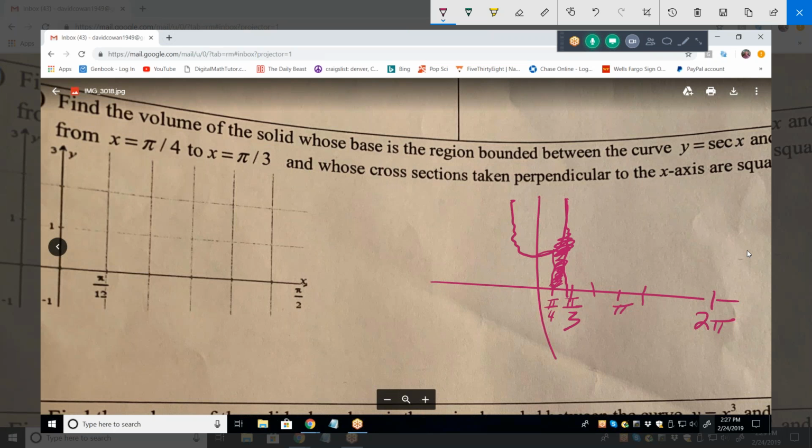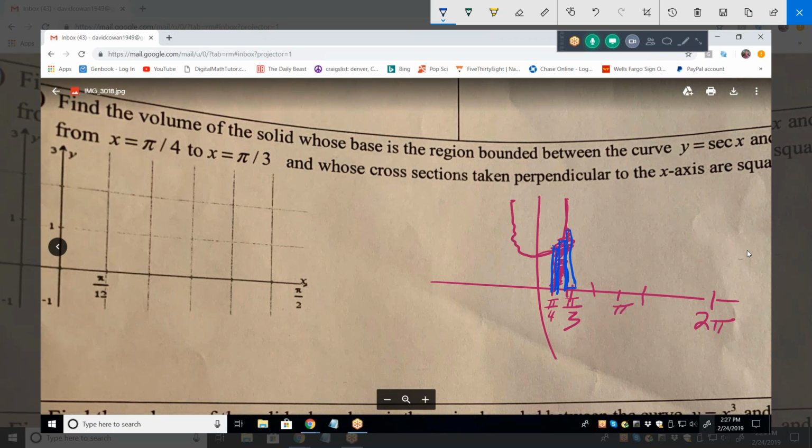And then on top of that flat piece, you're going to put squares. So there's a square, let me use a different color. The squares are going to be perpendicular to the x-axis, but then the next square needs to be bigger, right? Right. And the next square needs to be even bigger still. And then we're going to sum up the volume of all of those squares, and that's going to be our answer.